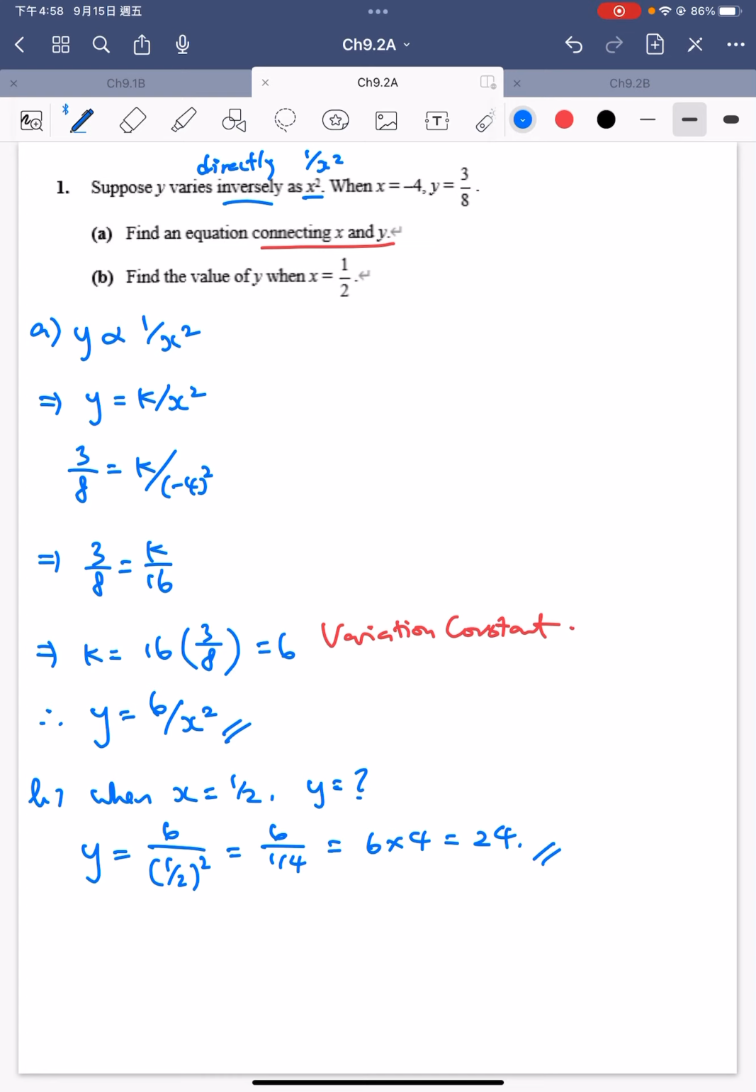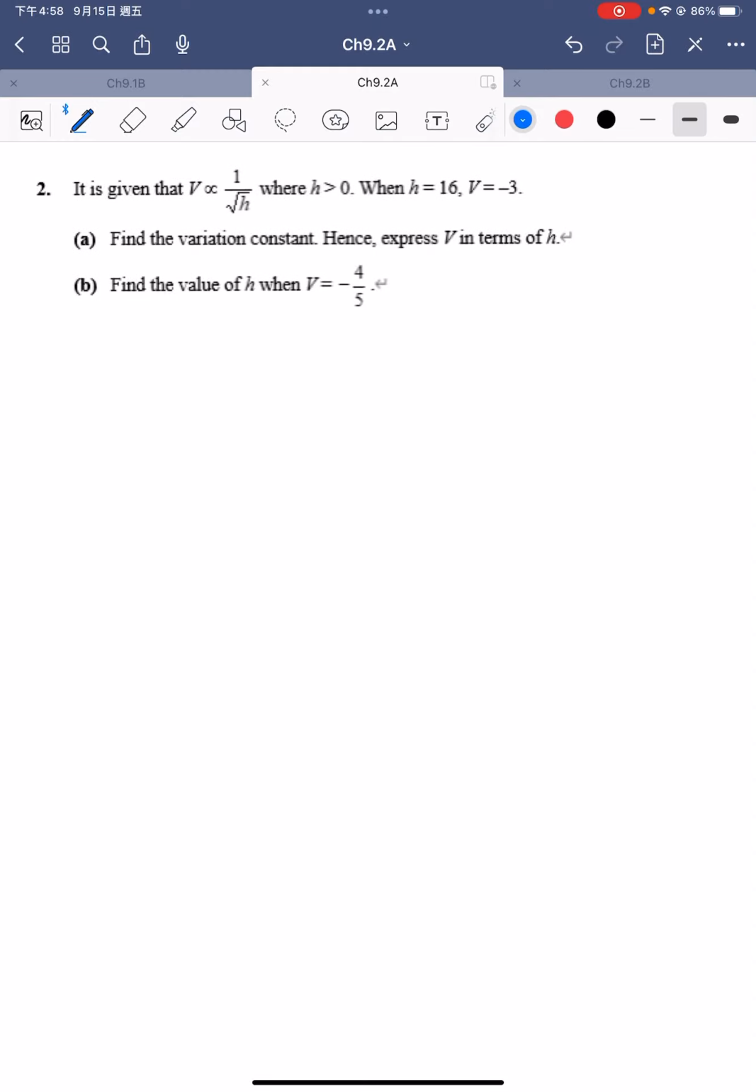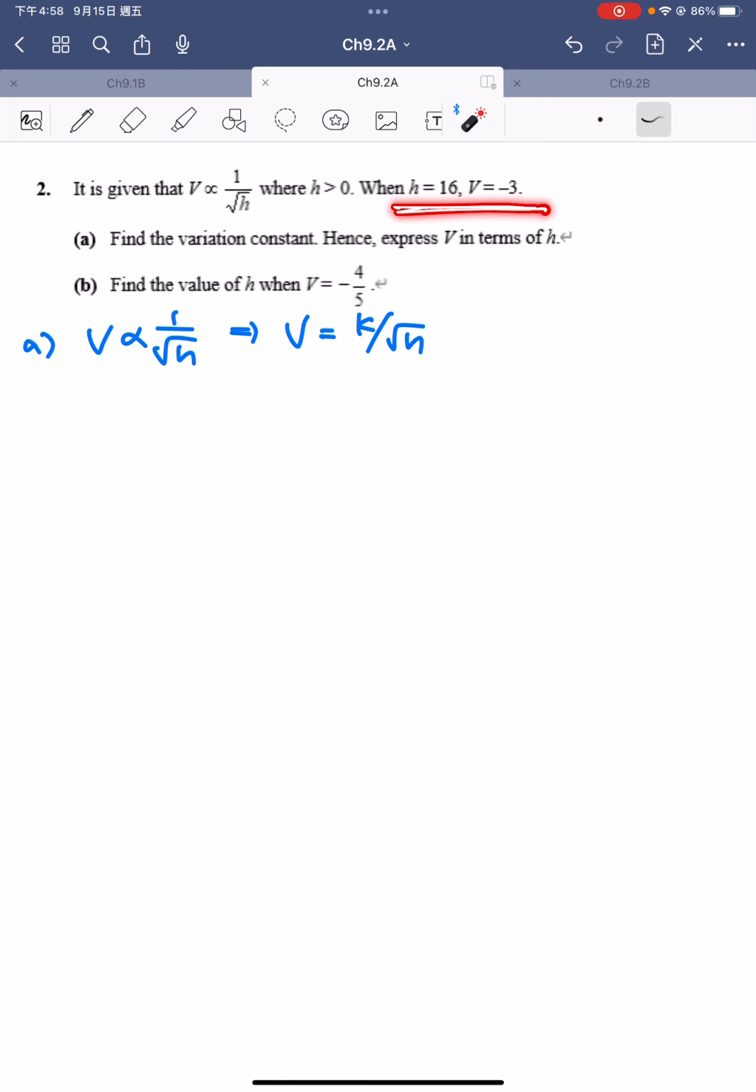Okay, so now moving to question 2. In question 2, we are given a relationship between v and h. So v is directly proportional to 1 over the square root of h. So for this one, we can just write it as v is proportional to 1 over square root h, which means that we have v is equal to k over the square root of h. We have the condition that h is equal to 16 and v is equal to -3. We can substitute the values into our equation.